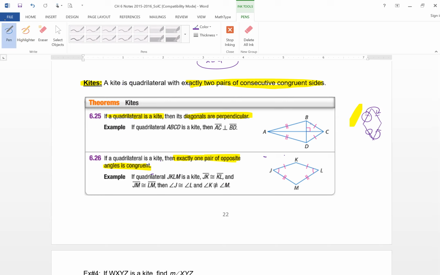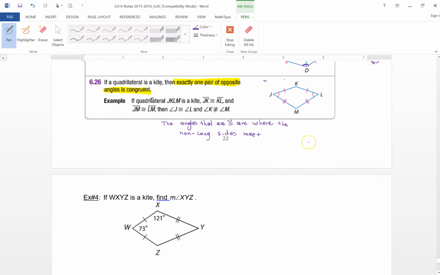So here, let me write that down. So the angles that are congruent are where the non-congruent sides meet. Okay? So here it would be this angle congruent to that angle.